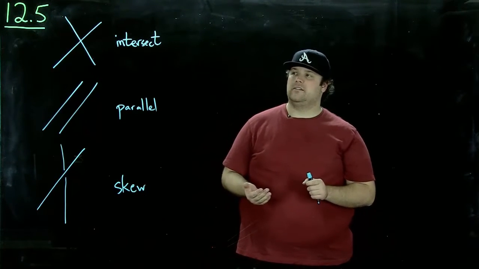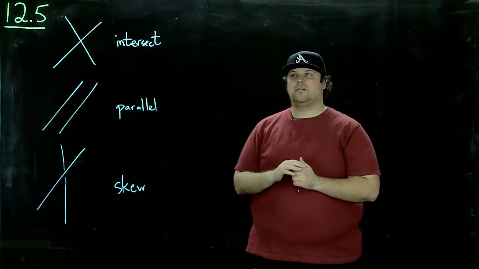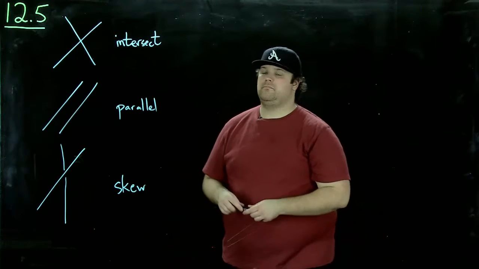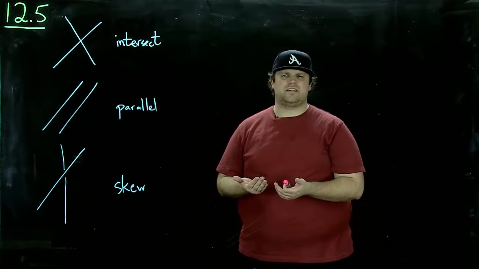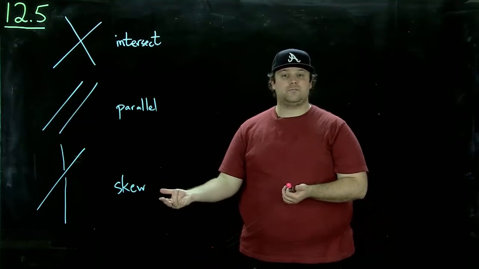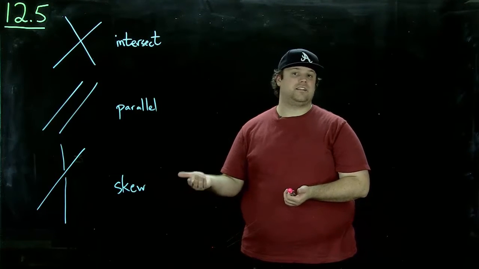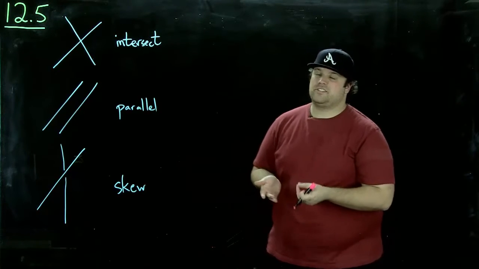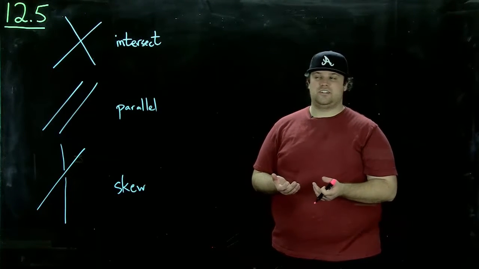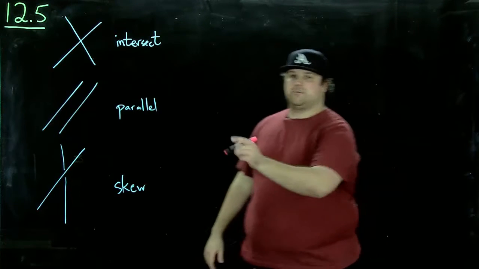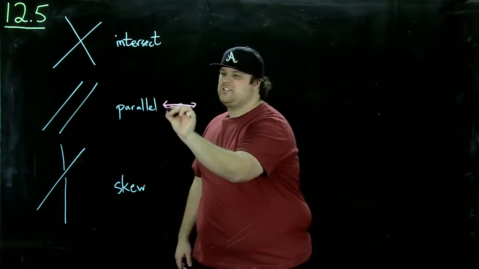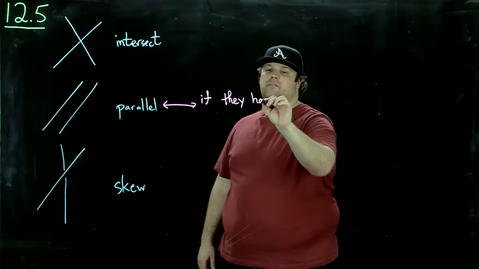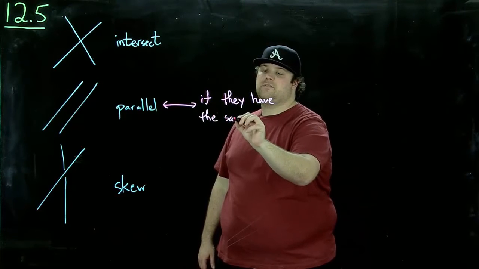So how can we check these properties? Parallel: as you know, when we're trying to say whether two lines are parallel in the xy plane, we looked at their slopes and said if they're the same, then the lines are parallel. Well, in three-dimensional space, we don't really have slopes so much as a direction vector. So the way we check this is they're parallel if they have the same direction vector.